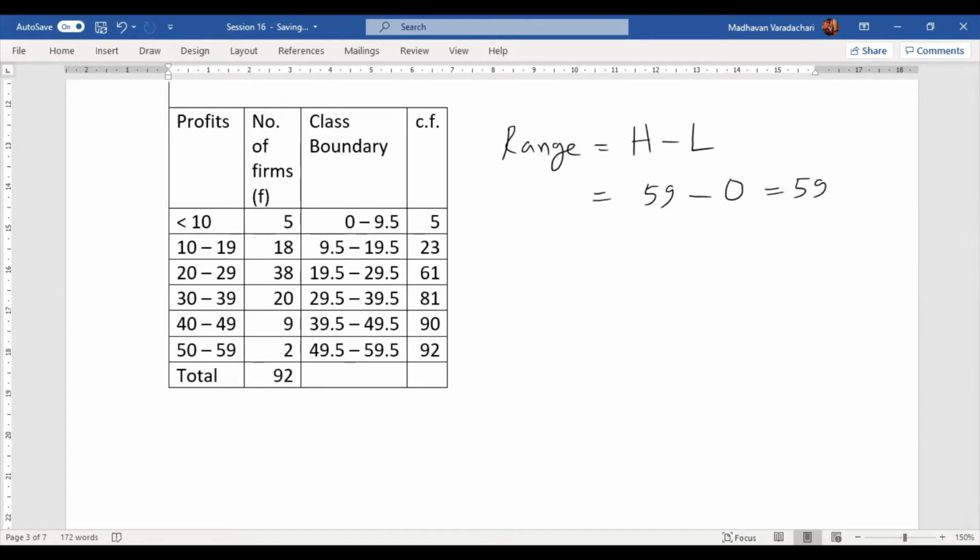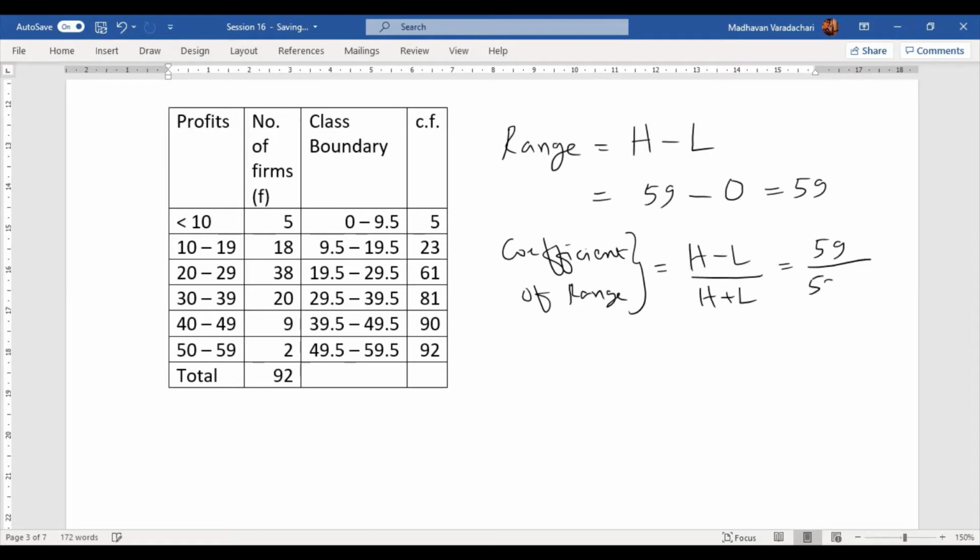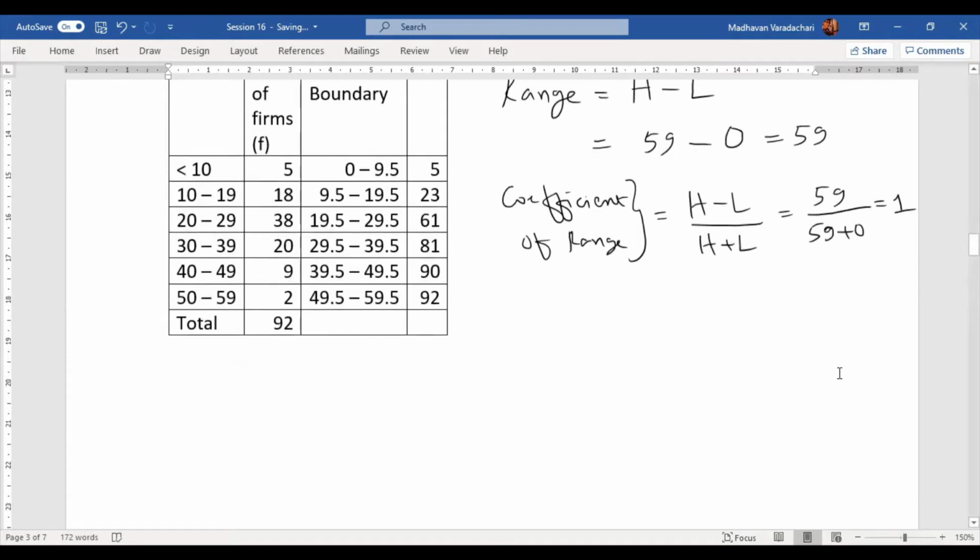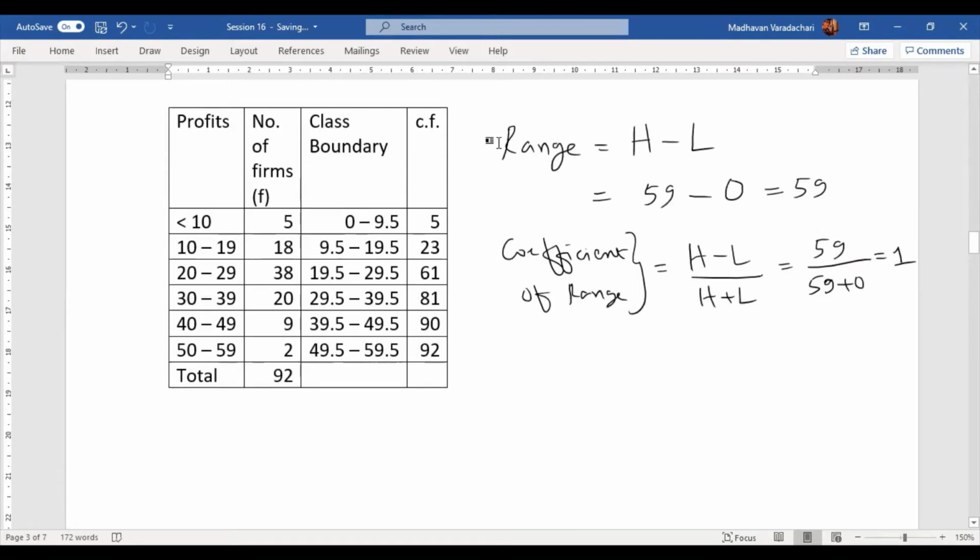Then the next is coefficient of range. We know it is H minus L divided by H plus L. We already calculated H minus L, it is 59. H plus L is also 59 plus 0. So ultimately it is 1 only. So coefficient of range is 1. Now, the first one is an absolute measure, range, and this is a relative measure.